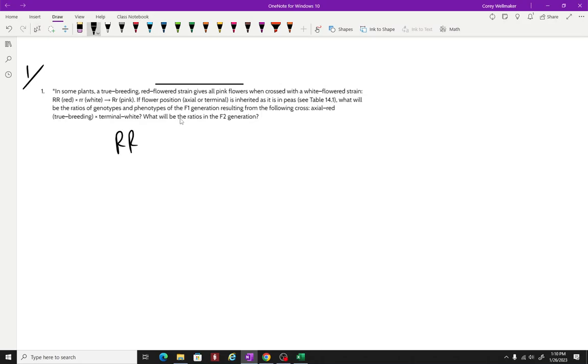All right, so we're going to take a parent that looks like this, and we're going to cross it with a parent that looks like this. So this is red axial, white terminal, and our F1 is going to be pink axial. So this is incomplete dominance because the heterozygous looks like a blend of phenotypes.